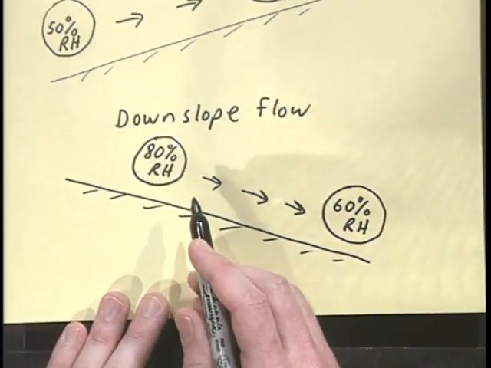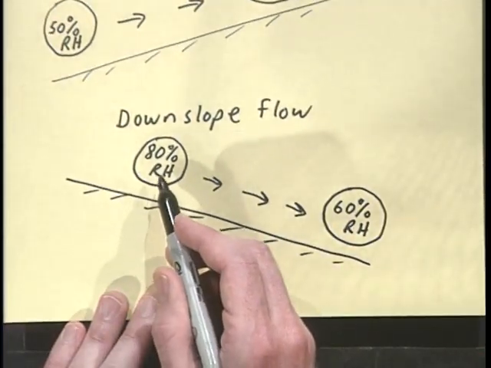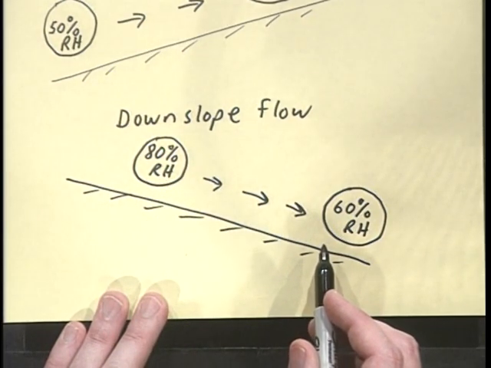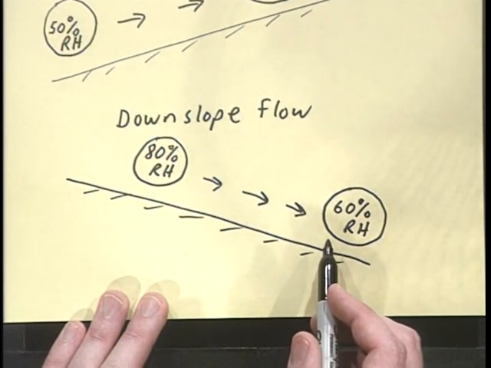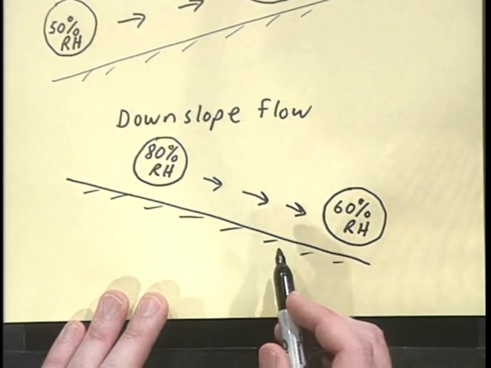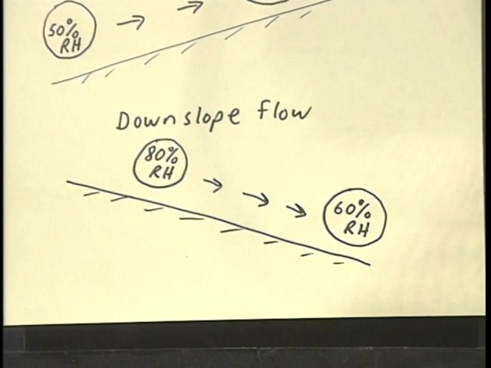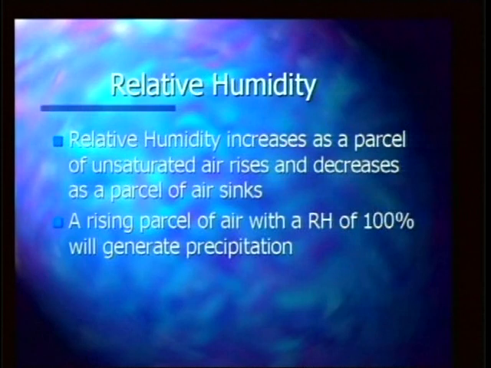The opposite occurs with downslope flow. Suppose we have a parcel of air at 80% relative humidity. It sinks down, and as it sinks down, it's going to warm up. Since the temperature warms up while the moisture in the air remains the same, the relative humidity value is going to decrease with the sinking of the air. So in summary, relative humidity increases as a parcel of unsaturated air rises and decreases as a parcel of air sinks. A rising parcel of air with a relative humidity of 100% will generate precipitation.